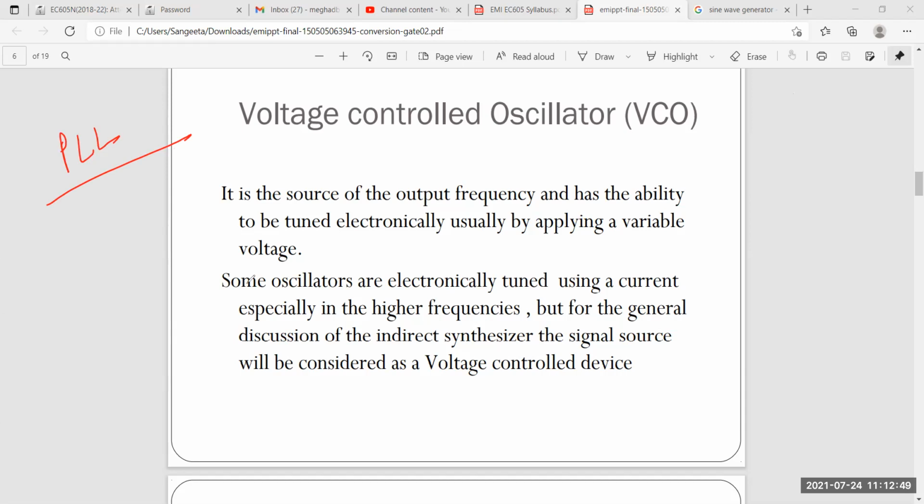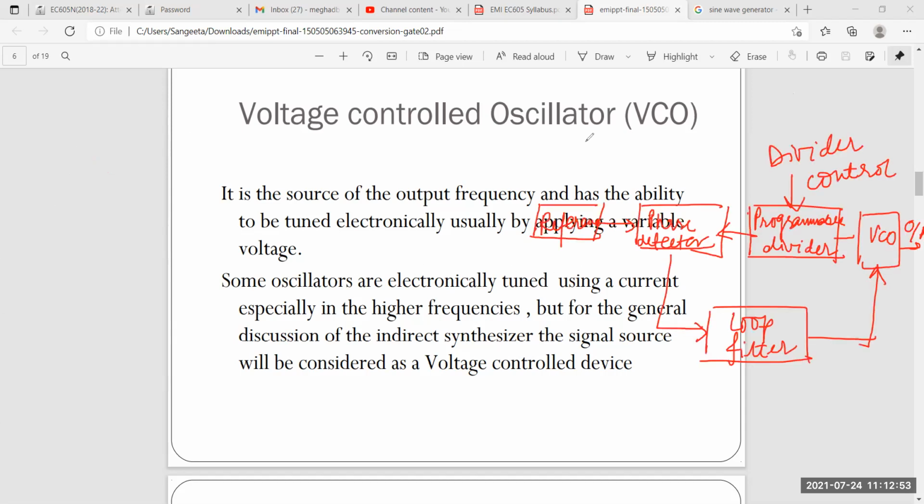That is why it is called the indirect method. Let me show you the picture which I have drawn. In this picture you can see the connections: there is a loop filter connected in the downward direction, which shows that the output signal is generated indirectly, and it totally depends upon the PLL, the phase locked loop.